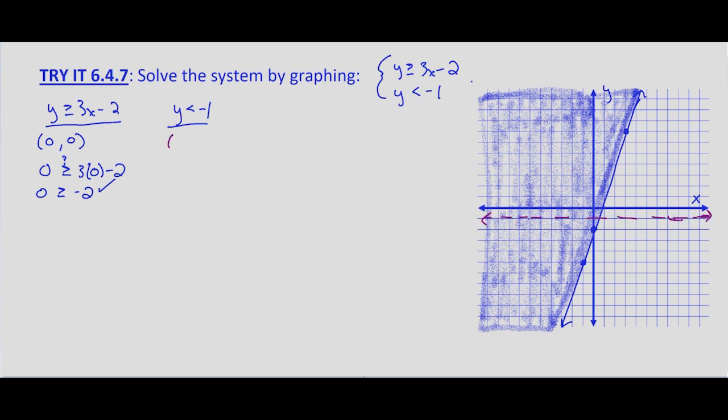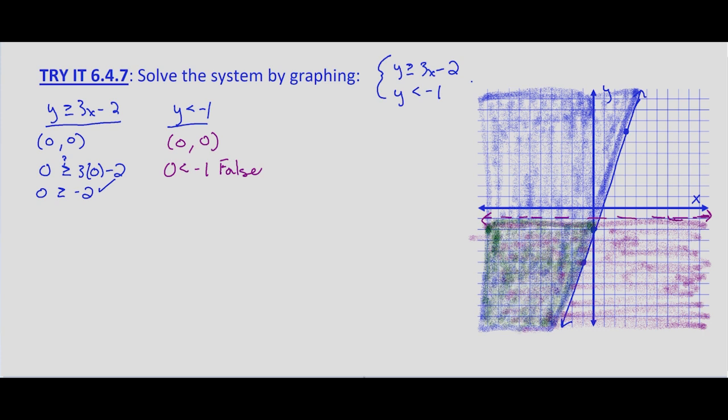And again, we'll test 0, 0. Well, there is no x. So is 0 less than negative 1? That is false. y is 0, and that's not less than negative 1. So instead of shading above the line, we'll shade on the opposite side of the line, below it. So this purple area is the solution to our second inequality. And then this area in the bottom left where they overlap, that is going to be the solution to our system.